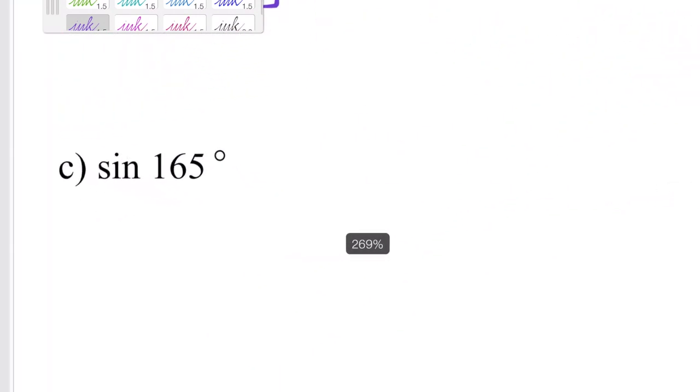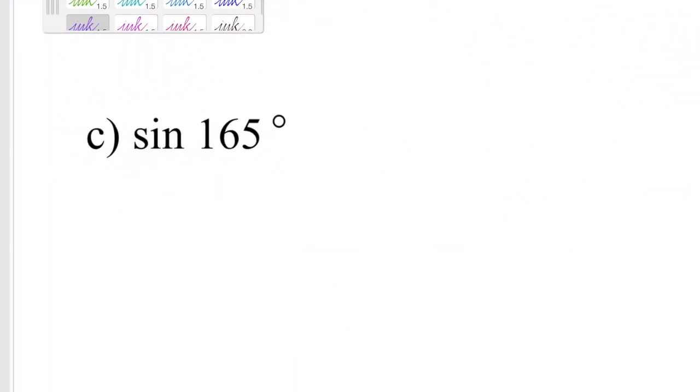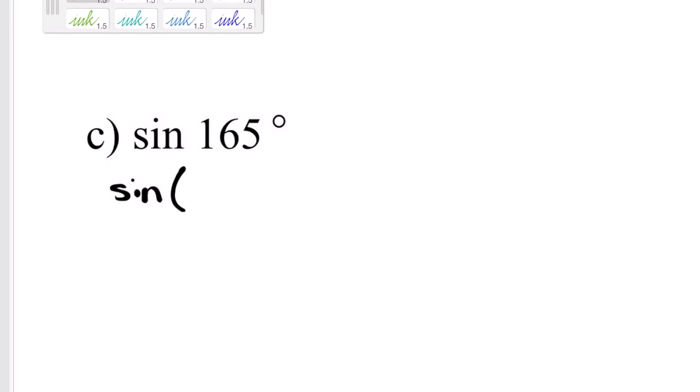This next bit, we're looking at sine of 165. Again, it's not one of the pretty things that we're used to, so we're going to try to break it up. You can always pause at any time if you feel like you've gotten the hang of this. Do it out yourself and then check with my solution afterwards. For this, I'm going to use 120 and 45 degrees.